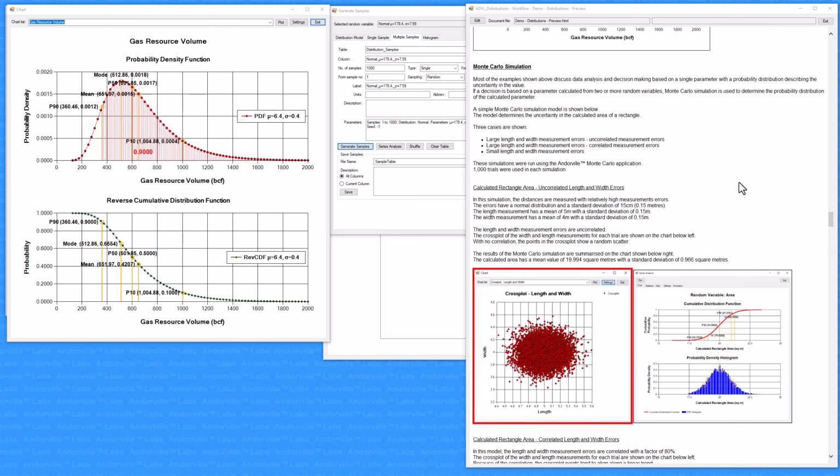The cross plot of the width and length measurements for each trial are shown in the chart below left. With no correlation, the points in the cross plot show a random scatter. The results of the Monte Carlo simulation are summarised in the chart shown below right. The calculated area has a mean of 19.994 square metres and a standard deviation of 0.966 square metres.